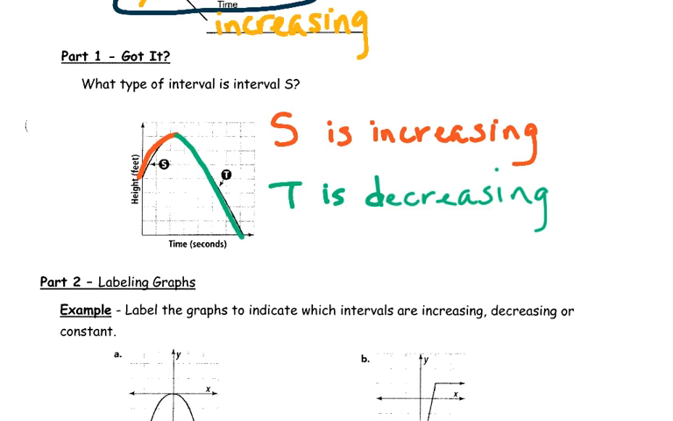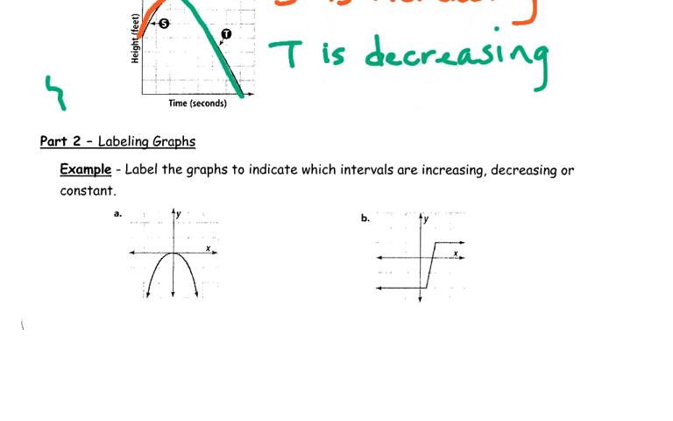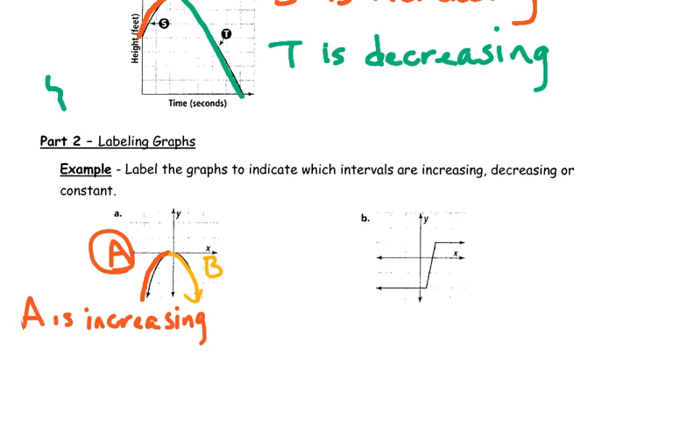Let's take a look at part 2. Label the graphs to indicate which intervals are increasing, decreasing, or constant. So, in part A, let's label. We have the graph that goes uphill here. We'll call that A. So I would say that interval A is increasing. And let's call this part interval B, and we'll say that B is decreasing because it's going downhill.